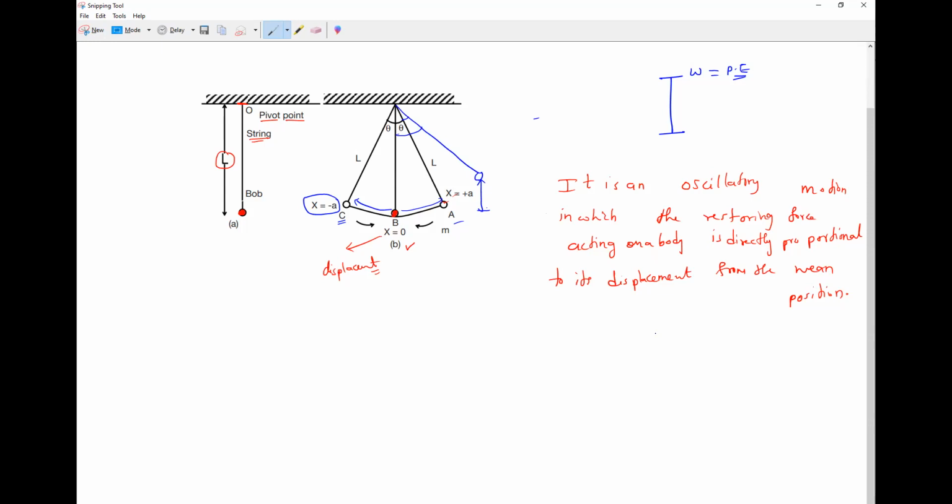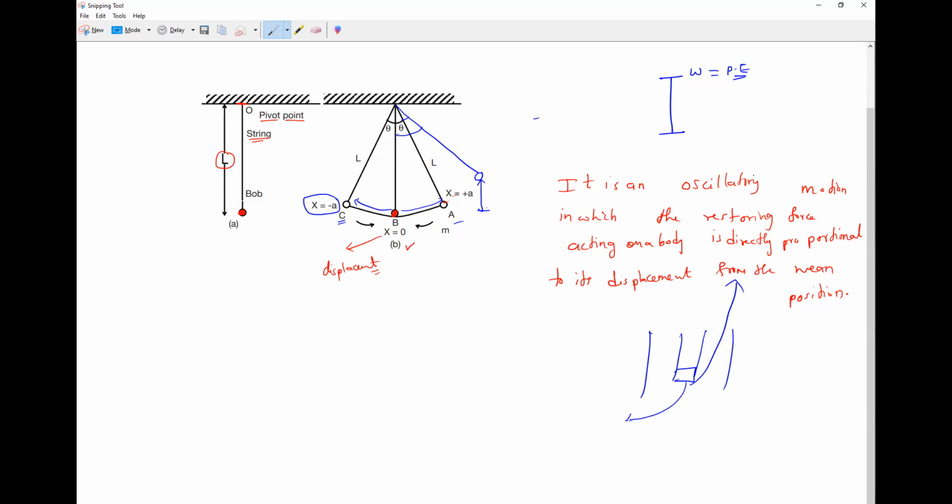Like a swing. If your sister is swinging and you pull her back a shorter distance, she will swing a shorter distance. If you take her further back and release, she will make a bigger oscillation. Am I right or wrong? Yes, sir. The same thing here.